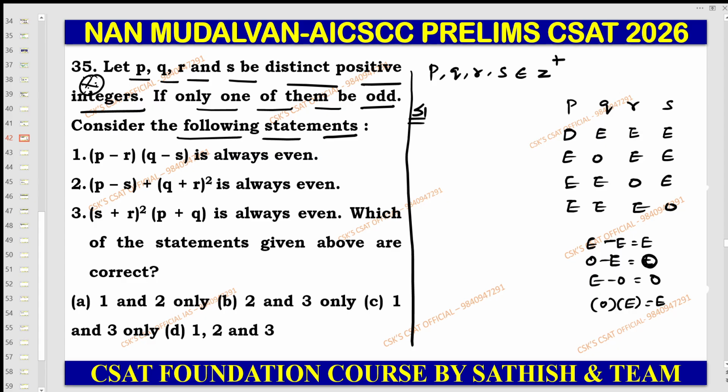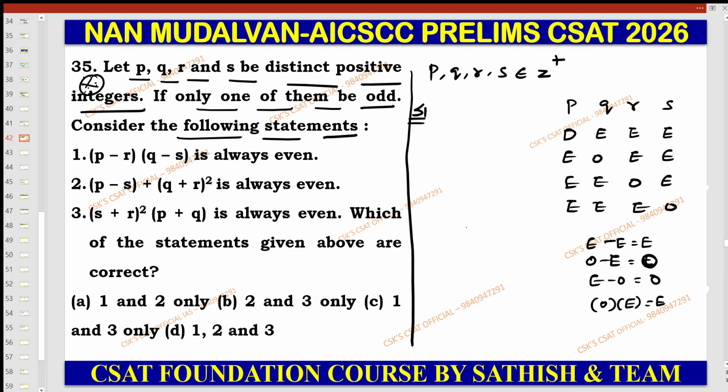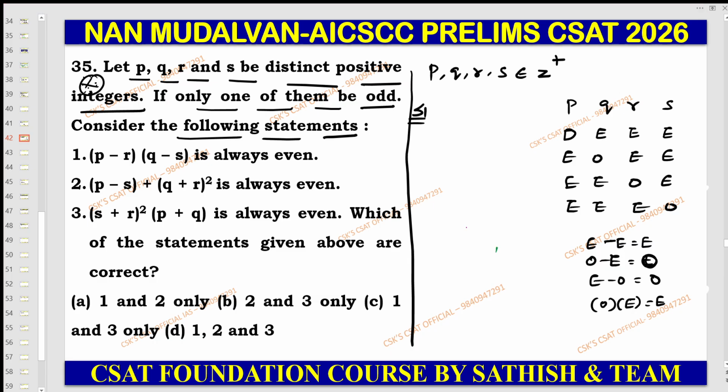Have you understood? You can use a simple example also. For example, odd minus even: 5 minus 2 is nothing but 3. Take a simple example. If you have some doubt, just do it. Next, even minus odd is odd. Understood everyone? Rest of the things.